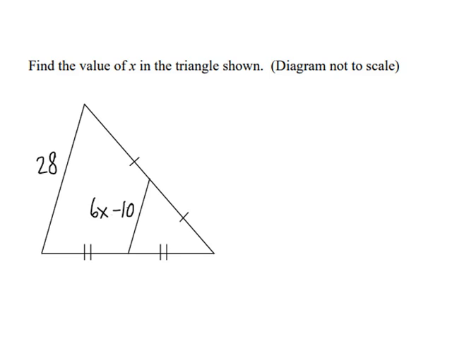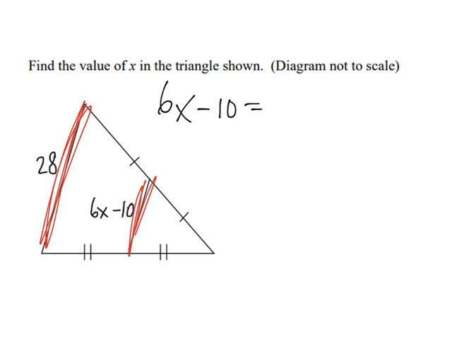Okay, so this is a mid-segment theorem question. We're asked to find the value of x in the triangle shown. Remember that this side here is always twice the length of this side here. Okay, so I can write the expression like this. I could say that 6x minus 10 is equal to 1/2 of 28, right? Because again, the red longer segment is equal to twice the distance of the mid segment.